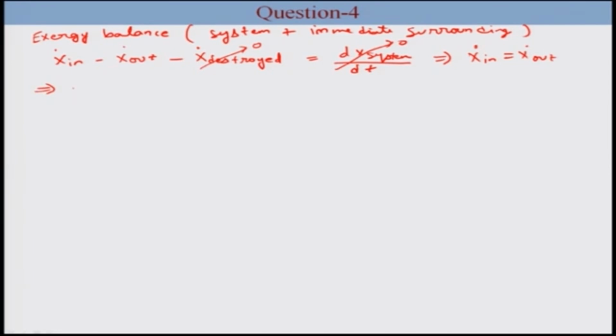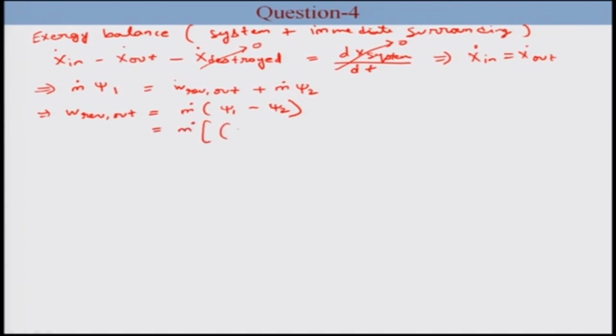This can be written as mass flow rate times psi, and this is equal to the reversible work output plus the outgoing exergy. So from here the reversible work output is m dot times psi 1 minus psi 2. So this is equal to h1 minus h2 minus T0 times s1 minus s2 plus V1 squared minus V2 squared by 2.